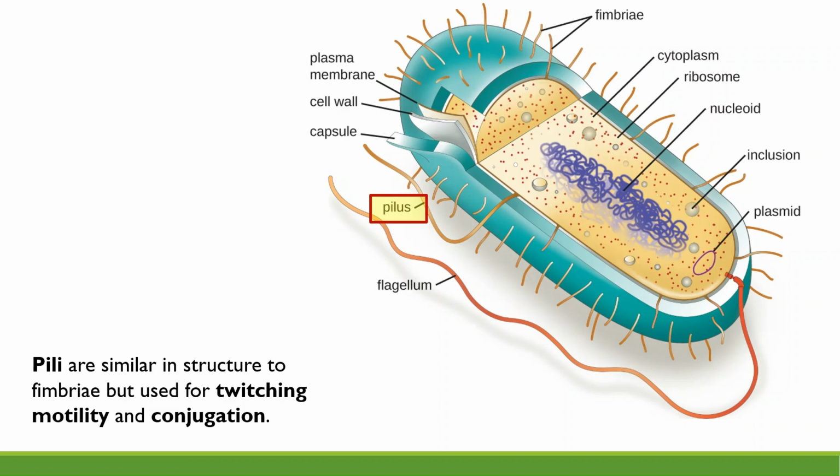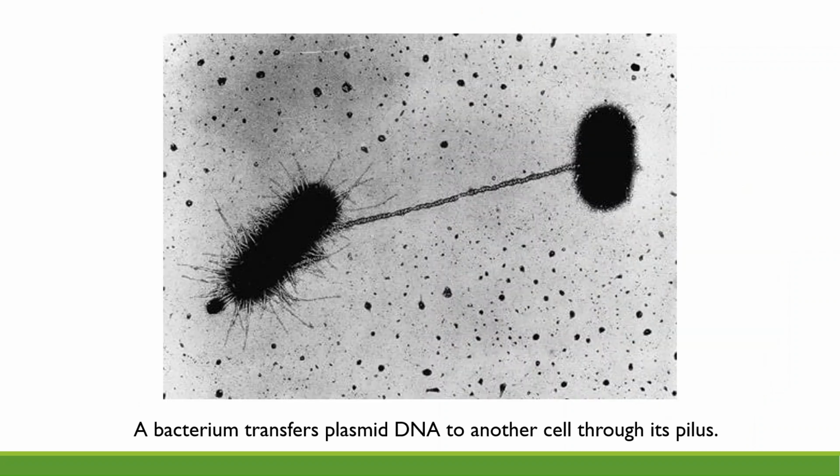Remember, bacterium reproduce asexually, so they can't share genetic information like sexual organisms can. However, through this method, they're able to transfer genetic information through a plasmid, through a pili, down the center of a pili, to another cell. This transfer of genetic information is called conjugation in bacteria. In this image, we can see a pili connecting two bacterial cells. And this is how a bacterium can transfer plasmid DNA from one cell to another.